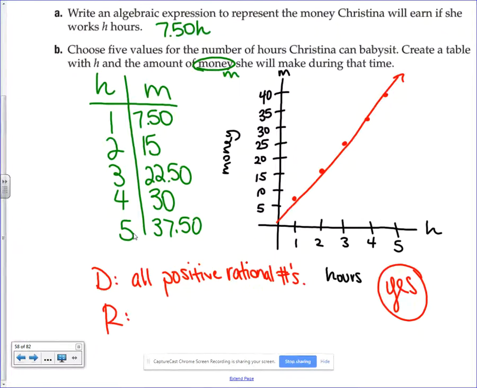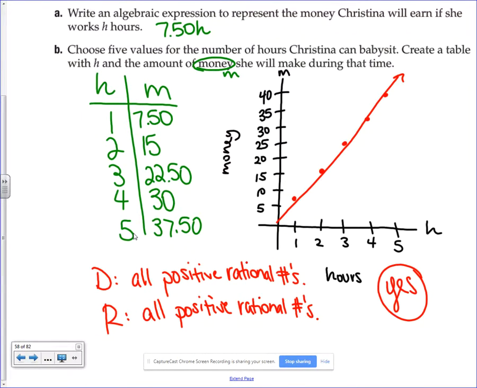What's that? They're going to have to be positive money, right? You can't earn negative money. Rational is fractions, correct? Yeah. So basically, this would be the same thing. The range would be all positive rational numbers.